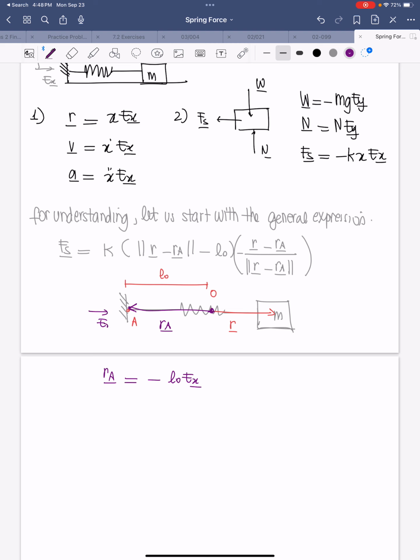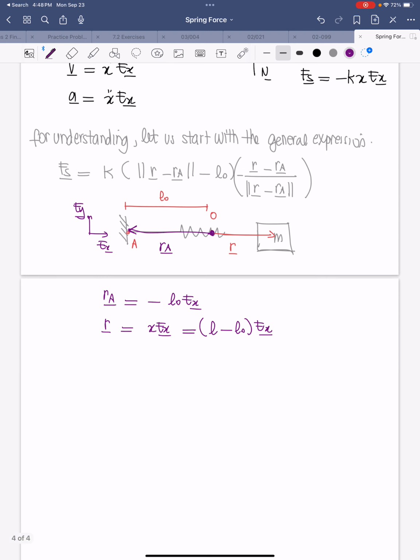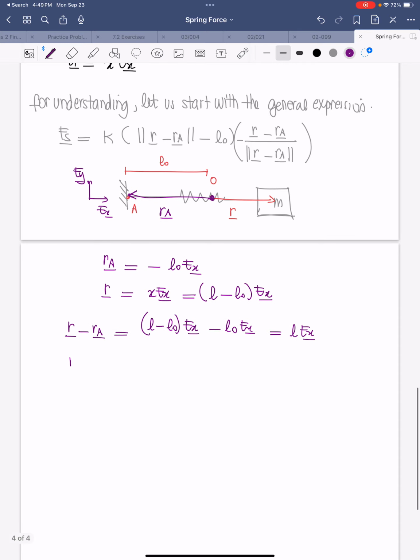That's, again, ex and ey. And R is x ex, based on our previous discussion, which is basically L minus L0, the stretch, ex. So then I can write that R minus RA is L minus L0 ex minus L0 ex, which is L ex. So R minus RA over the magnitude of R minus RA is L ex over the absolute value of L, but L is always going to be positive because the current length of the spring cannot be negative.